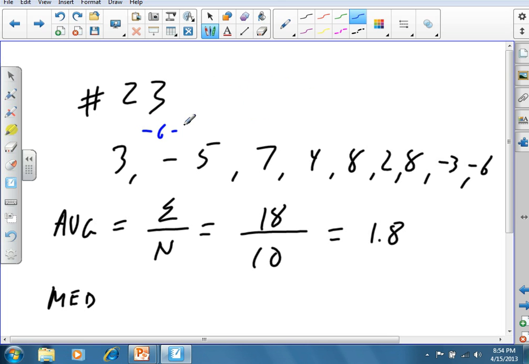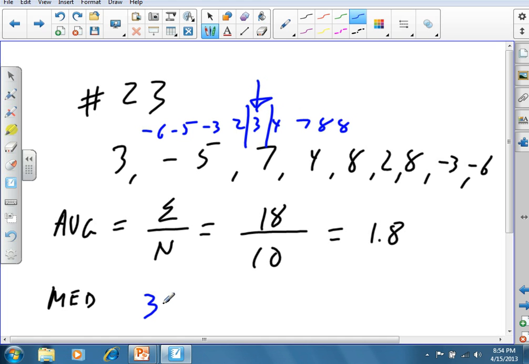Minus 6, minus 5, minus 3, 2, 3, 4, 7, 8, 8. 1, 2, 3, 4, 5, 6, 7, 8, 9. 1, 2, 3, 4, boom. The guy in the middle is a 3.